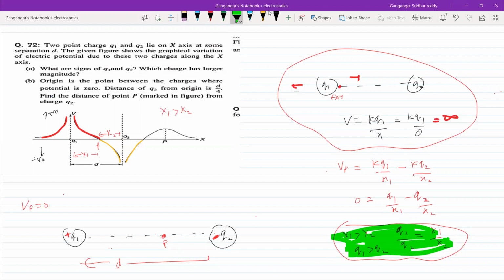I'll change the symbol. Let me make the origin. Is that okay? Distance of Q2 from origin is d by 4. So what is the value of x2 now? I'll assume it to be d by 4. It is asking to find the distance of point P from charge Q2. It is asking this distance. How to bring this without any information? What is the graph we have? Potential versus x, no?